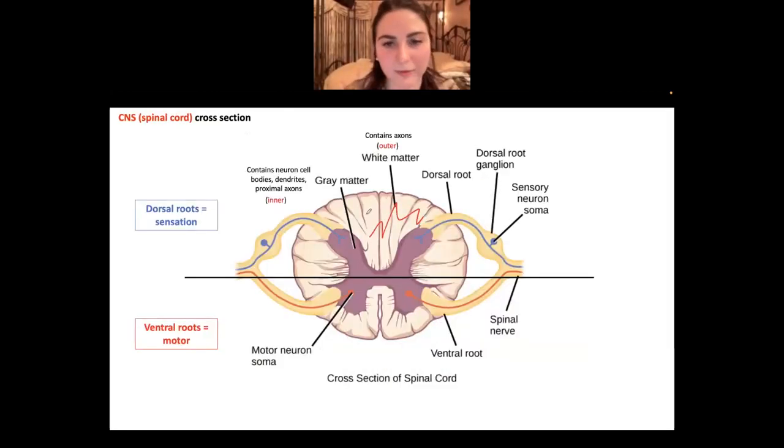Spinal cord, see how it reverses? So now the white matter is on the outside. And again, we're not doing spinal cord today, but white matter's on the outside, and the gray matter, I know it's purple on here, but the gray matter's on the inside.